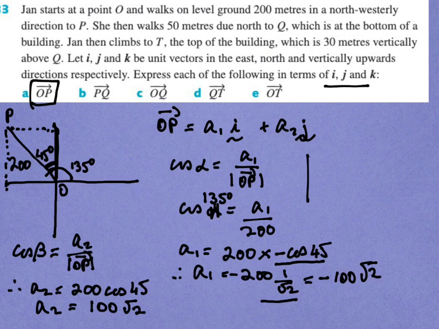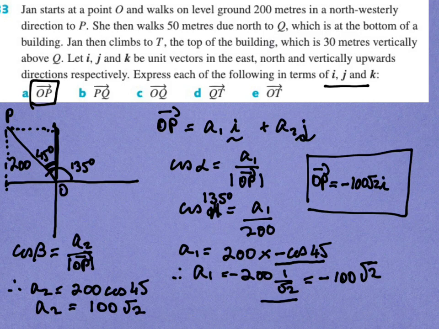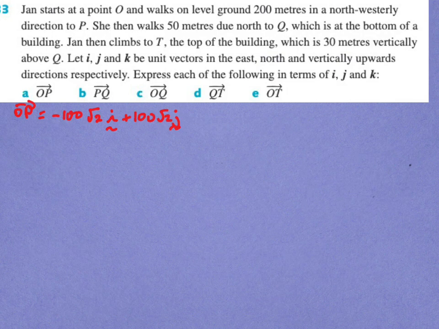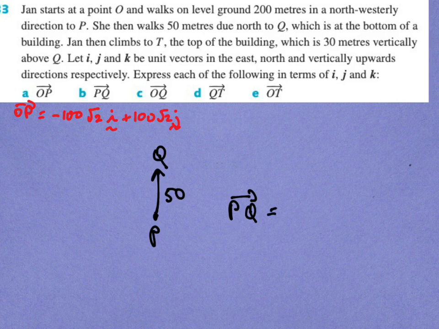So OP, I'm going to write it over here. The vector OP can be described as minus 100 root 2 i plus 100 root 2 j. Now from P, which I'm now going to put here, she just walks 15 metres due north to Q. Okay, 15 metres due north to Q. Well, that little vector, PQ, that makes it easy to describe, doesn't it? All it is is 15 in the j direction.